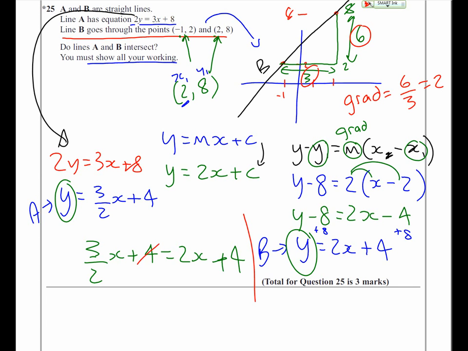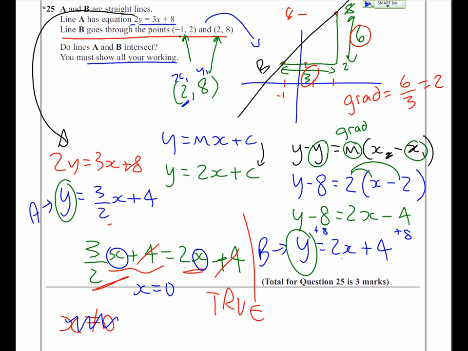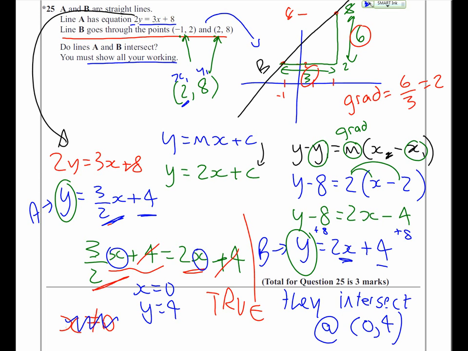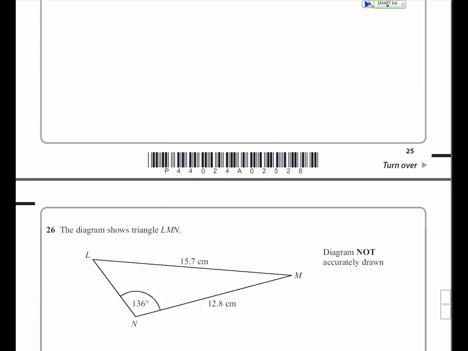Take away 4 from both sides, and it tells us that 3 over 2 times x equals 2x. Right, this only works when x is 0. Scrap that. Okay, when x is 0, then in this equation that's 0, so y is 4. And in this equation, that's 0, so y is 4. So they intersect at 0, 4. Okay, maybe we could have done that an easier way. Leave that, guys, for you in the comments underneath.